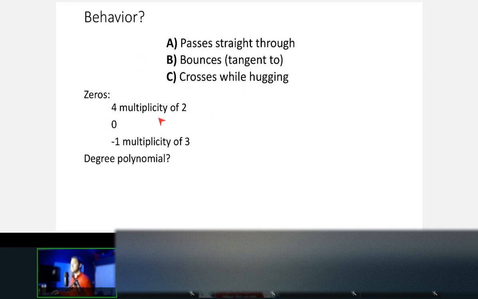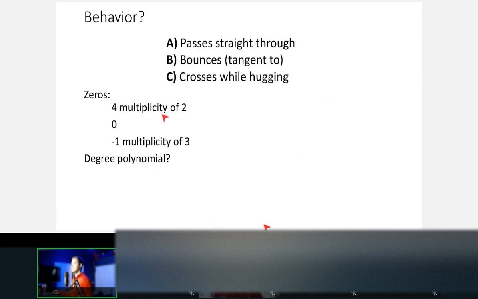For this one, you'll be given zeros: 1 being 4, multiplicity 2; 0, multiplicity 1; and -1, multiplicity 3. Before we answer with A, B, or C, what degree polynomial would this be? 6. 6 is correct. We've got multiplicity 2, multiplicity 3, and this would be multiplicity 1. So 2 plus 1 plus 3 is 6. So the degree would be 6.